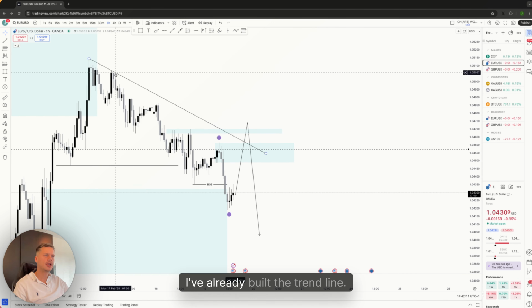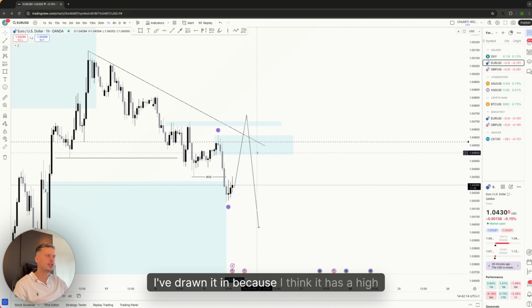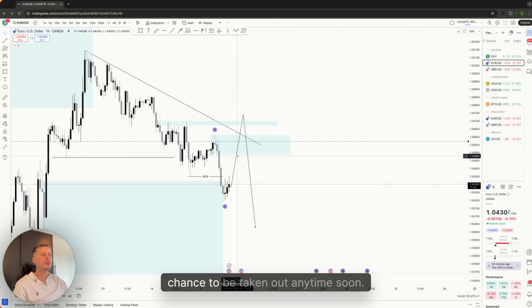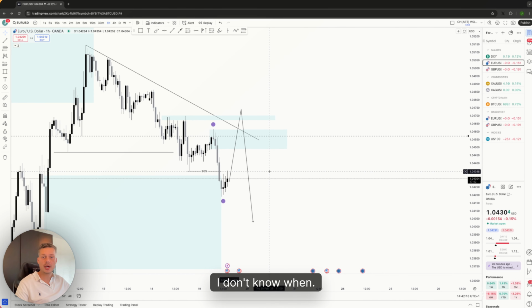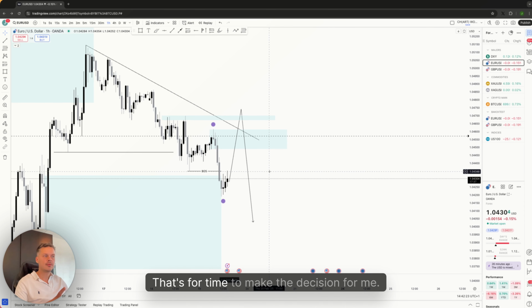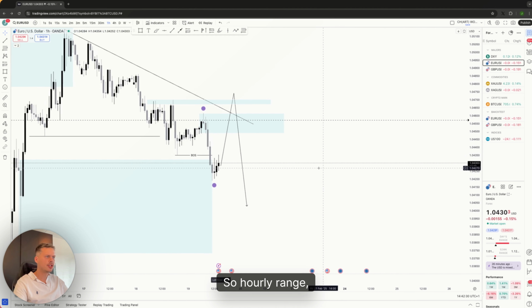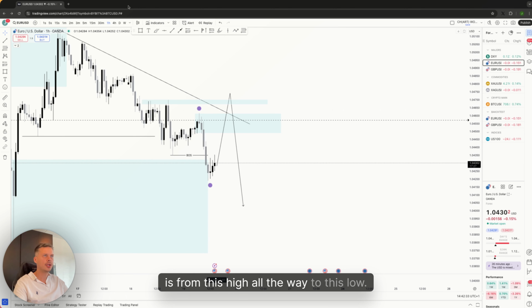As you can see, I've already built the trend line, drawn it in, because I think it has a high chance of being taken out anytime soon. I don't know when, could be this week, could be next week, could be the week after. That's for time to make the decision. For me, I want to know where I'm currently trading at. So hourly range, pretty clean, is from this high all the way to this low.